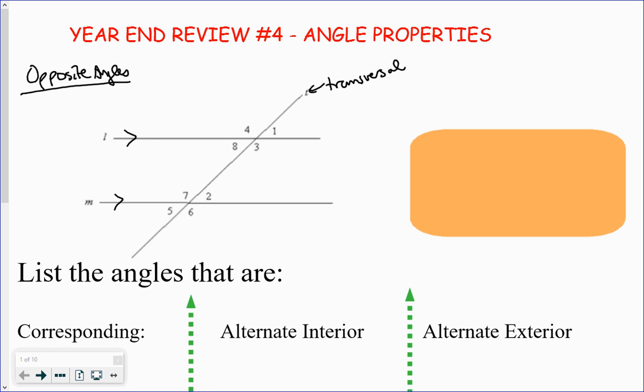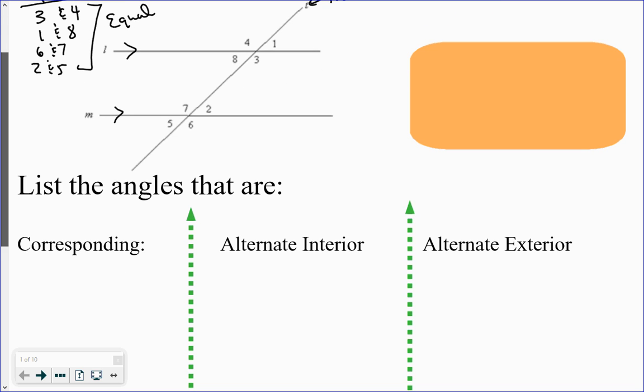So opposite angles would be like 3 and 4. It would be 1 and 8. It would be 6 and 7. And it would be 2 and 5. Now, all of these are equal to each other. So if you know the measure of angle 3, you automatically know the measure of angle number 4. Okay, so next up we have corresponding angles.